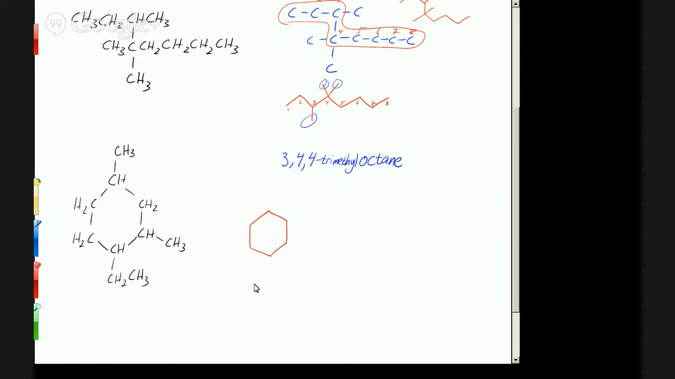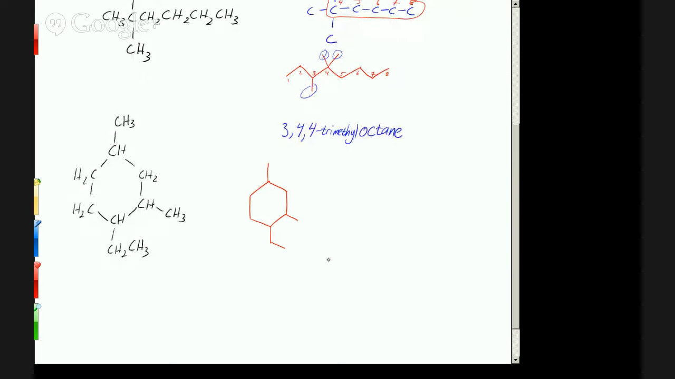So we're going to go here, here, and here. And that one has 2 carbons, so we got to put one more on there. Does that look right? Okay. All right, I think that's good. Okay, so now we're going to name it. As you said, we're going to end this name with cyclohexane.